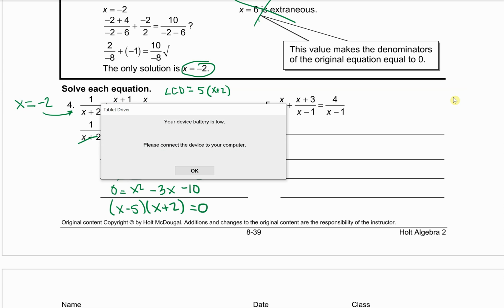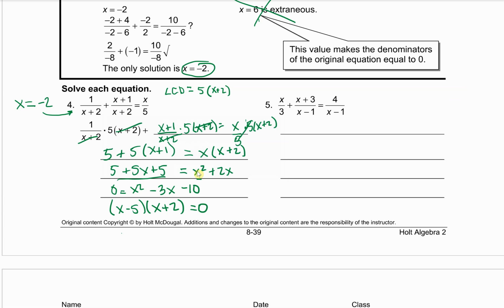So, run out of room, but we're going to get x equals 5 or x equals negative 2. Well, this one here is not going to work because we already said x cannot equal negative 2. We'll do one more real quick before my tablet dies. The least common denominator here is 3 times x minus 1, and x cannot equal 1.